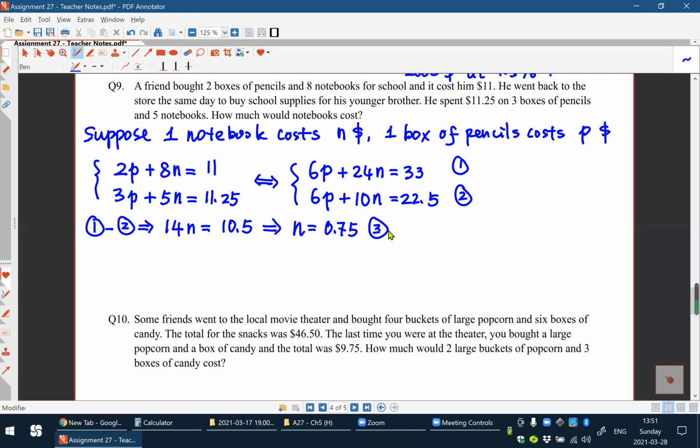Or if you want to know the price per box of pencils as well, you can just put N into 1 or 2, right? So let's put it in 1. So this will give us 2P plus 8 times 0.75 equals 11. Okay, so from here we can solve the value of P. P is actually $2.5. Okay.